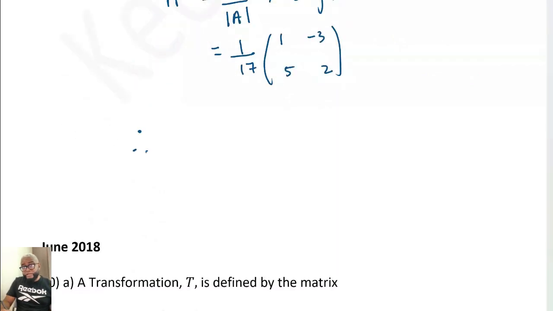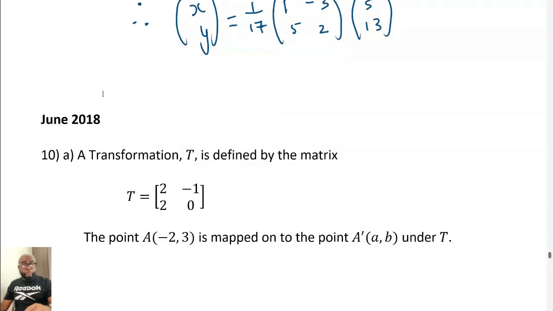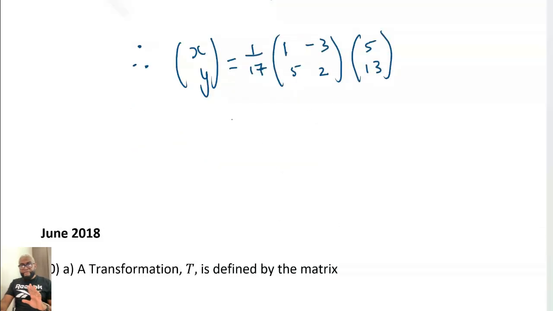I put therefore, dot dot dot means therefore, xy is equal to, then I'm going to place the inverse here: 1, negative 3, 5, and 2. And what were the two numbers? 5 and 13. Everybody with me thus far? Leave the 1 over 17. We are not multiplying by it yet, but I want you all to perform the matrix multiplication for these two matrices.